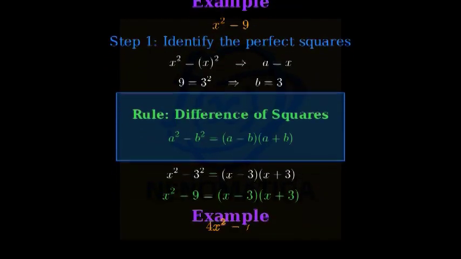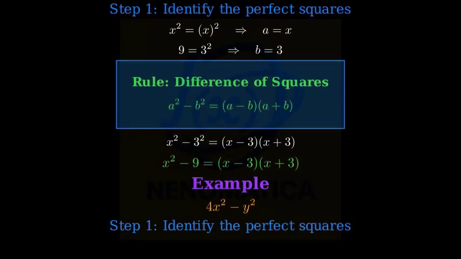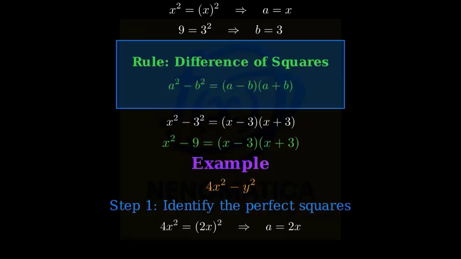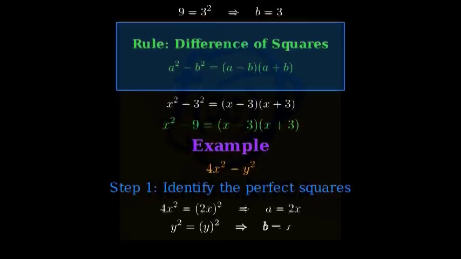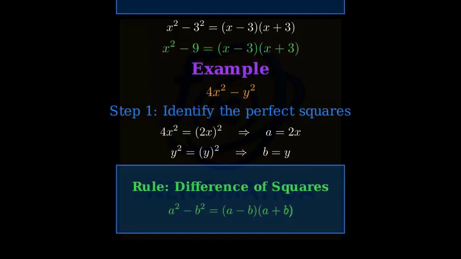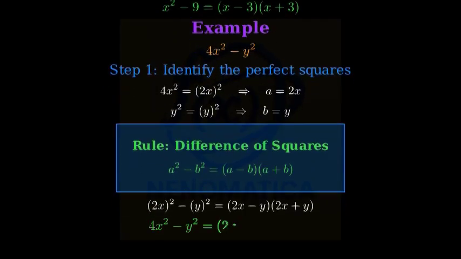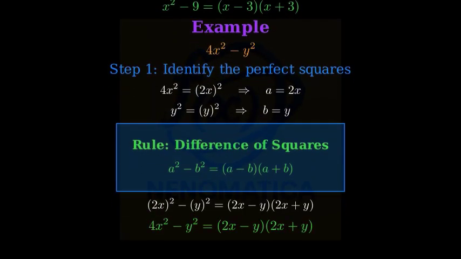This time, we have 4x squared minus y squared. Again, we first identify the perfect squares. The first term is 4x squared, which is equal to 2x squared. So a equals 2x. The second term is y squared, so b equals y. Applying the difference of squares identity, we substitute a equals 2x and b equals y into our identity formula. So 4x squared minus y squared equals 2x minus y times 2x plus y.